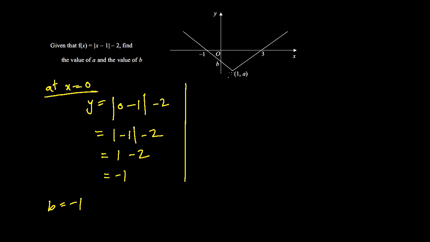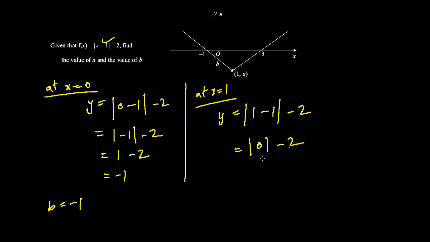Next, for finding the value of a, this point has x coordinate 1. We know that. So when x equals 1, y equals absolute value of 1 minus 1, when we plug this into the equation, minus 2. So 1 minus 1 is 0, minus 2. So the absolute value of 0, meaning what is the distance of this number from the origin? It is 0. It's on the origin, so it has a distance of 0. So it will be minus 2. So therefore, a equals minus 2.